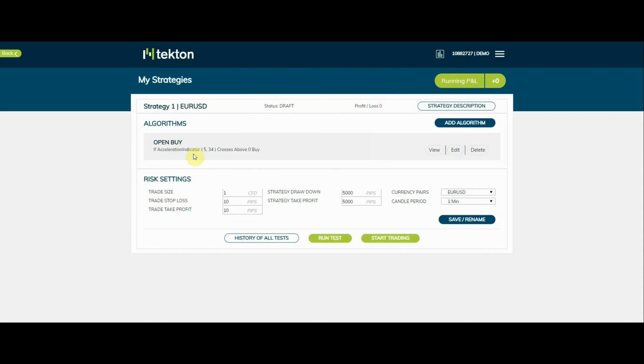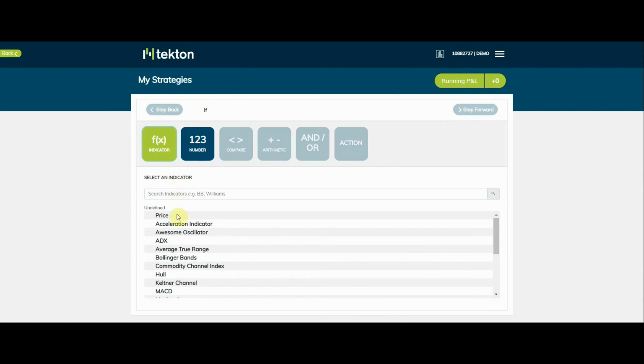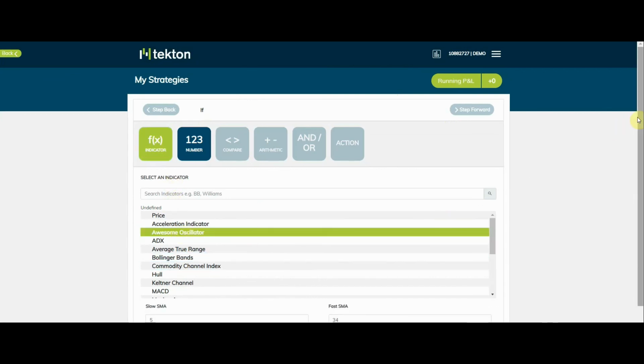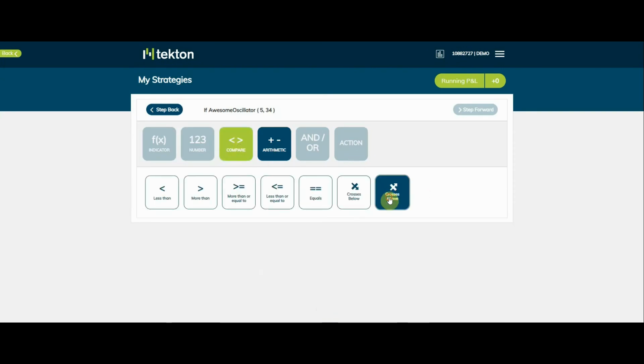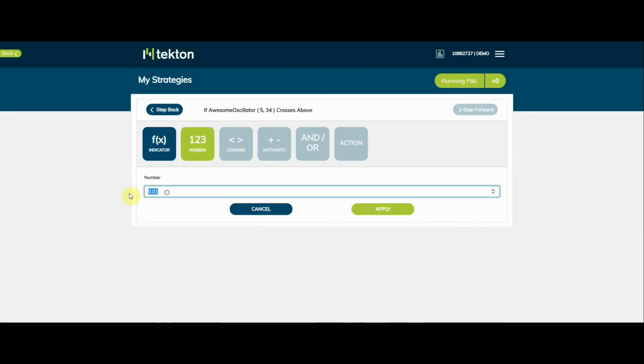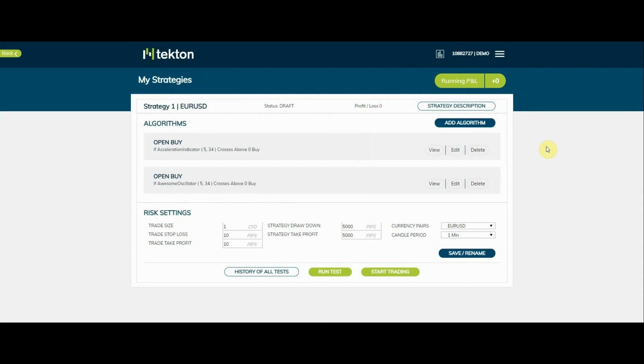And that's how it works. We can also set up a buy for the awesome as well. So if indicator awesome crosses above zero, again, we want to buy. And that in essence is how we use the acceleration indicator and the awesome indicator.